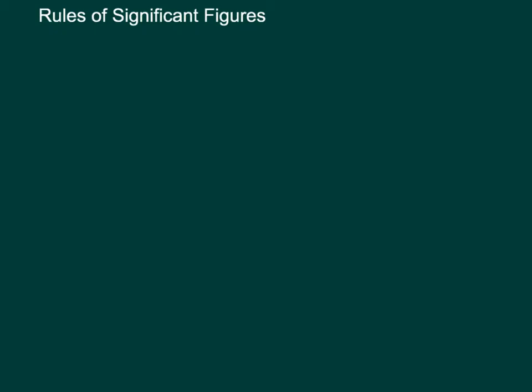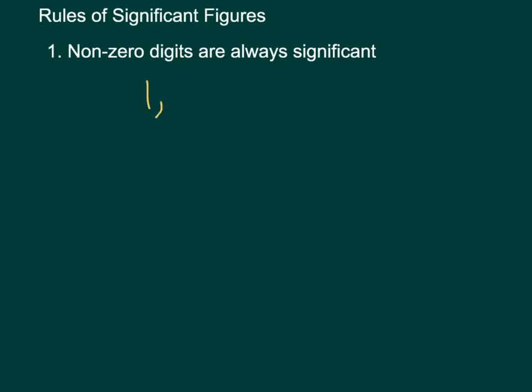Okay, so in this video we're going to just quickly go over the rules of significant figures. So the first thing we have is that non-zero digits are always significant. So if we had 1,151, this would have 1, 2, 3, 4 significant figures. Okay, if you were to have a number like 32, that would have 2 significant figures.